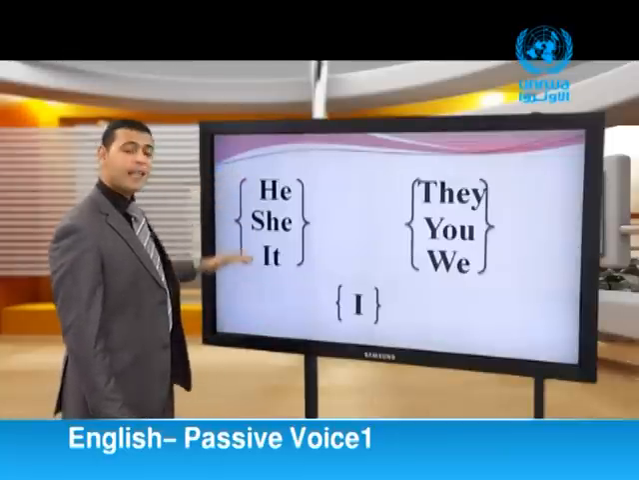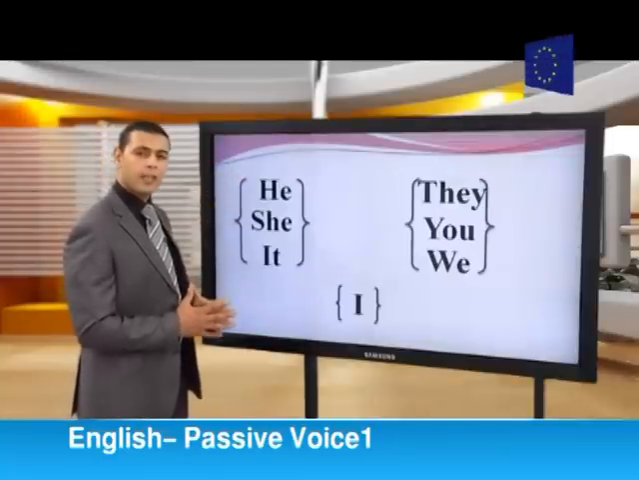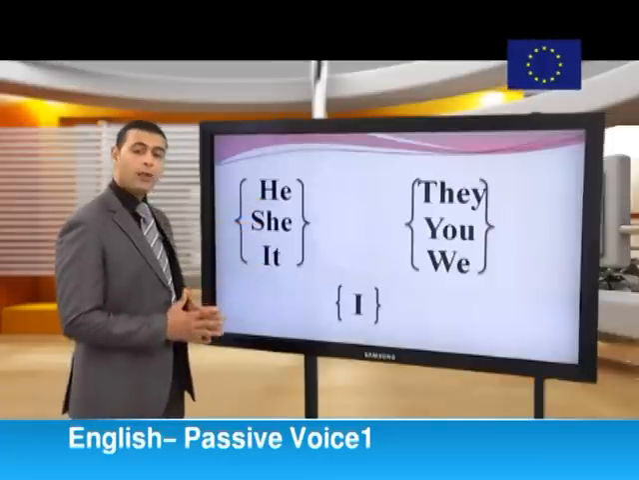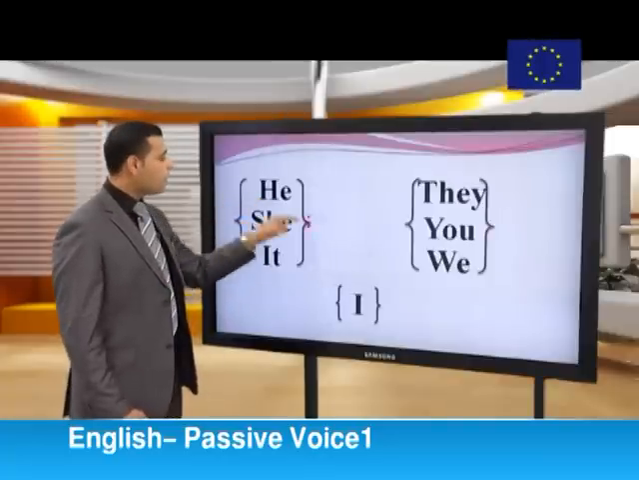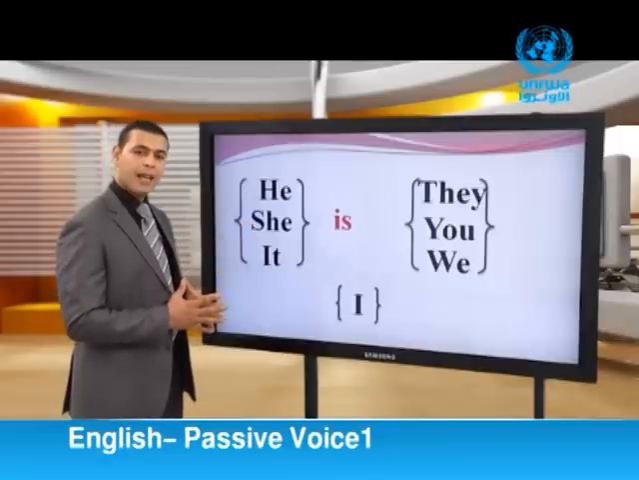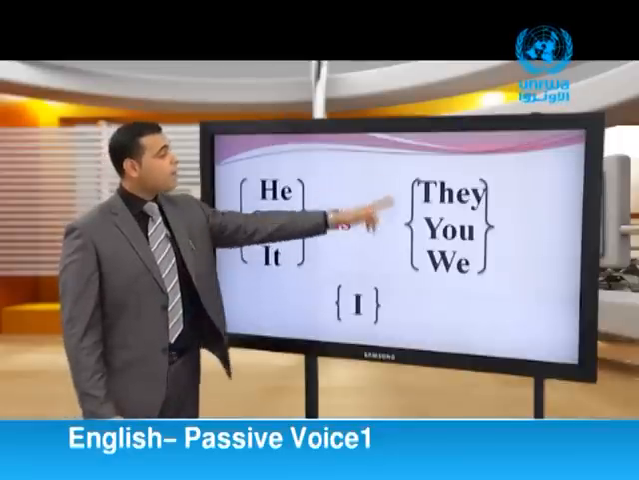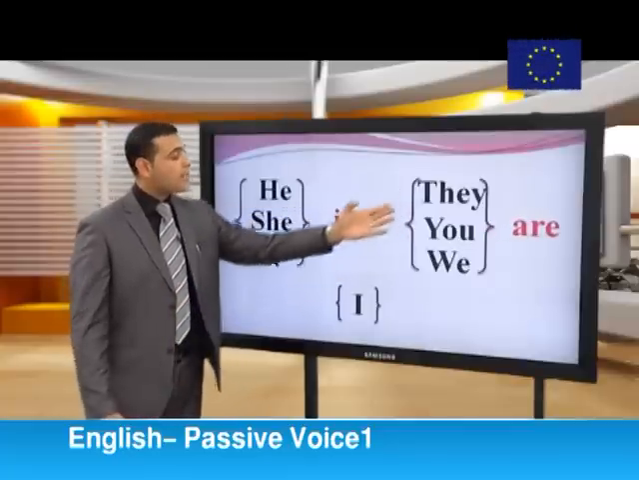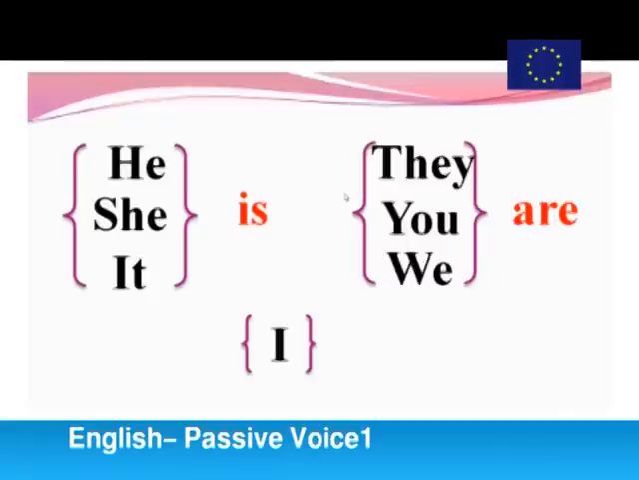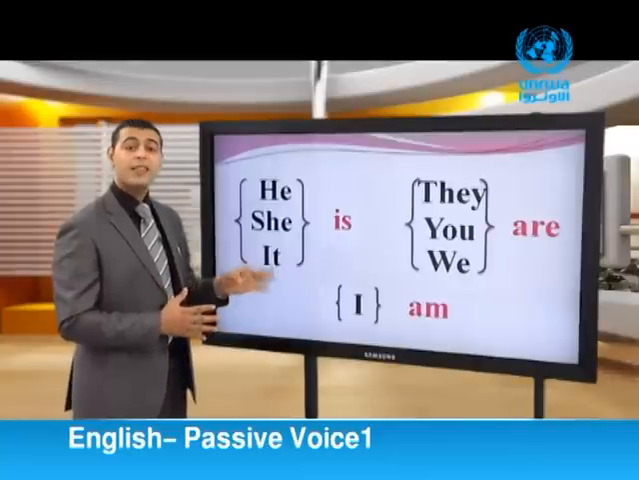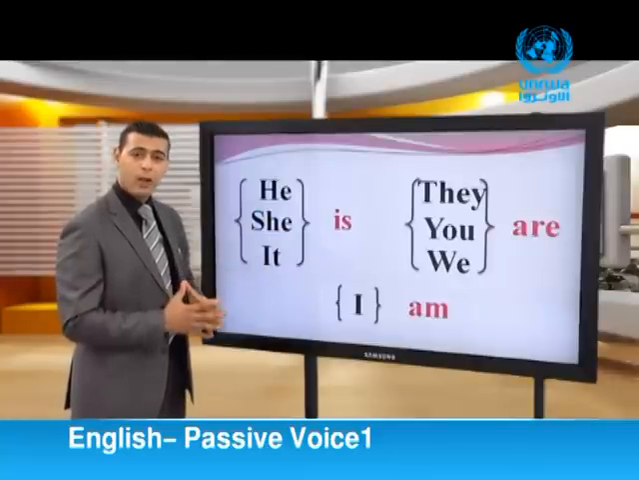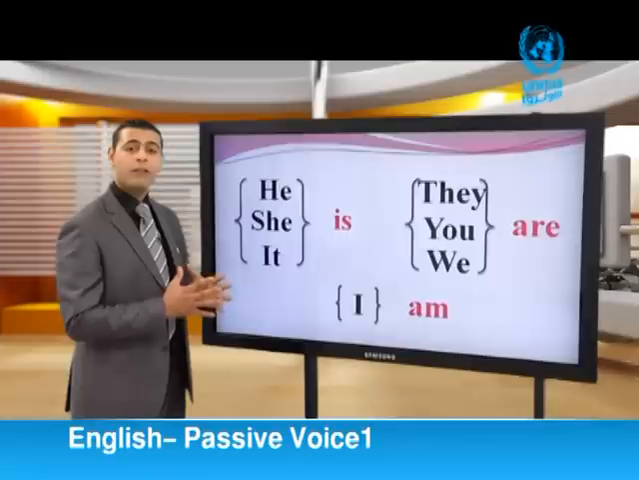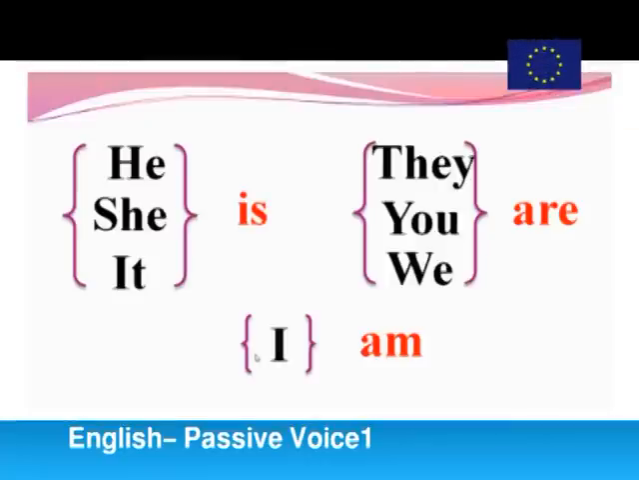If the subject is singular, like he, she, it, or any singular noun, we use the helping verb is. But if the subject is plural, like they, you, we, or any plural nouns, we use the helping verb are. But if the subject is I, we use the helping verb am. What follows these three verbs, is, am, and are, in the passive voice is always the past participle form of the verb.